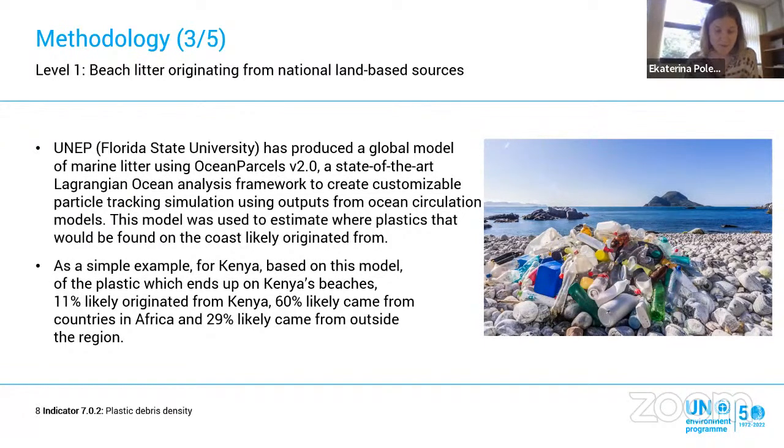University, has produced a global model of marine litter using Ocean Parcels 2.0, a state-of-the-art Lagrangian ocean analysis framework to create customizable particle tracking simulations using outputs from ocean circulation models. This model was used to estimate where plastic that would be found on the coast likely originated from. As an example, for Kenya, based on this model of the plastic which ends up on Kenyan beaches, 11% likely originated from Kenya, 60% likely came from countries in Africa, and 29% likely came from outside the region.